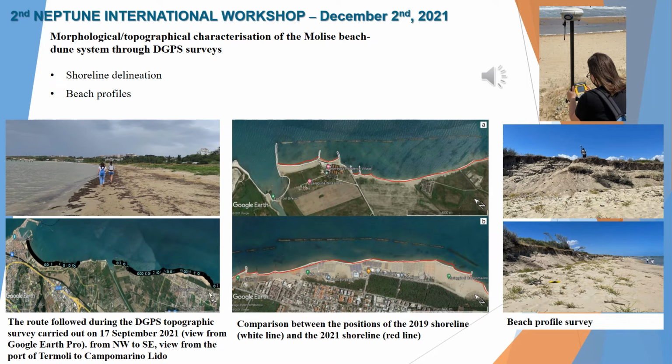Regarding the morphological and topographical characterization of the beach dune system, I carried out a campaign of GPS surveys in September to delineate the 2021 shoreline, which I was able to compare with the one delineated for 2019 based on Google Earth images. Furthermore, I surveyed 25 longitudinal beach profiles along the entire Molise coast.